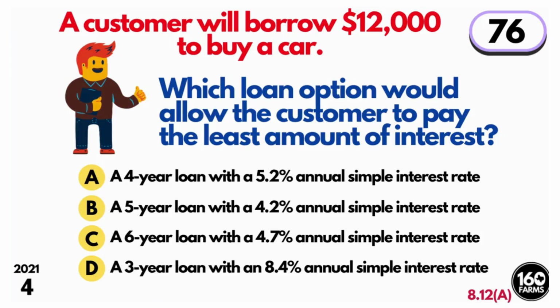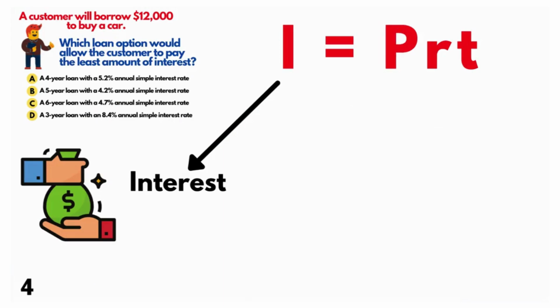at simple interest rates. Let's read the question really quickly. A customer will borrow $12,000 to buy a car. Which loan option would allow the customer to pay the least amount of interest? Let's find the formula and talk a little bit about it before we get started.